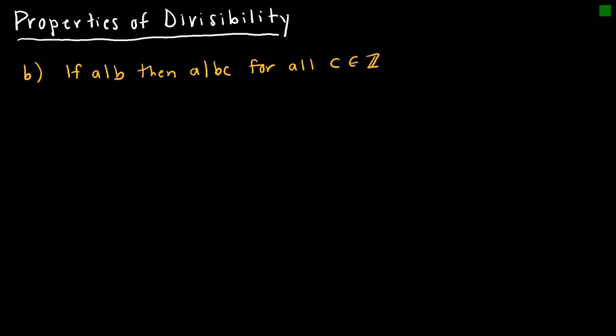The next property says if A divides B, then A divides B times C for all integers C. So again, looking at this practically, we're saying, hey, if 3 divides 15, then 3 divides 15 times any number. So times 2, times 3, times 4, etc. And that's for all C. So again, we can see that this would be true because 3 would divide 30, 3 would divide 45, etc. But as always, we really do want to look at a proof for this.